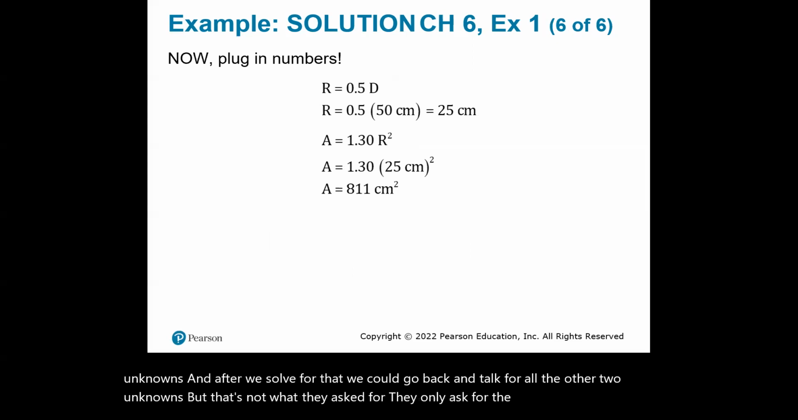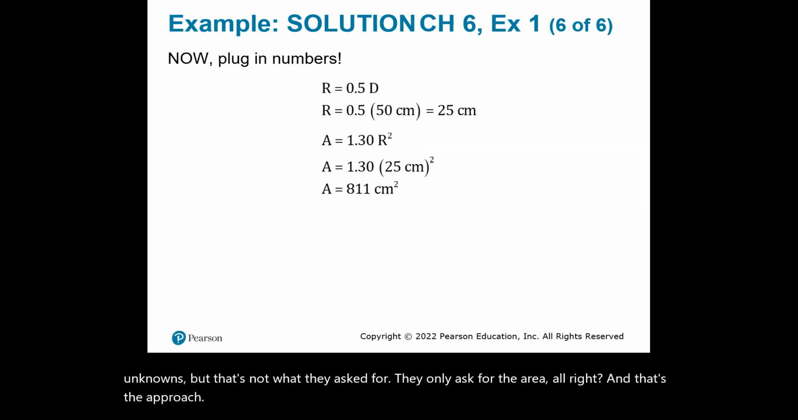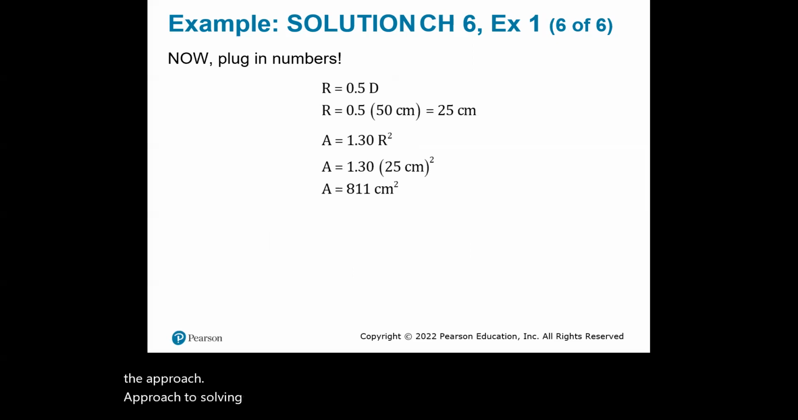All right, and that's the approach to solving a problem. I won't go over example 2. It's fairly simple, so I'll just leave that for you all.